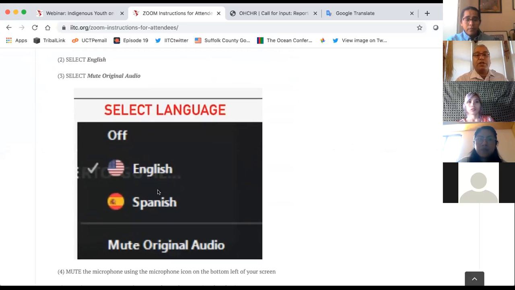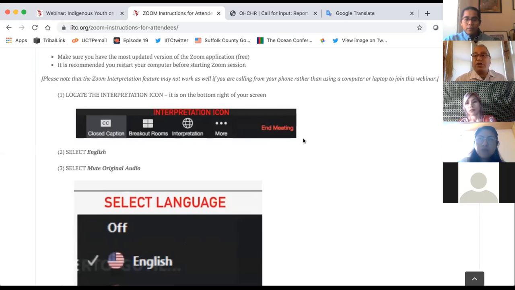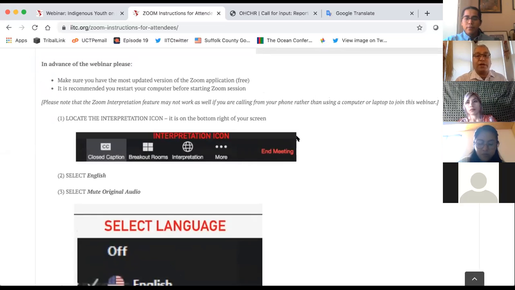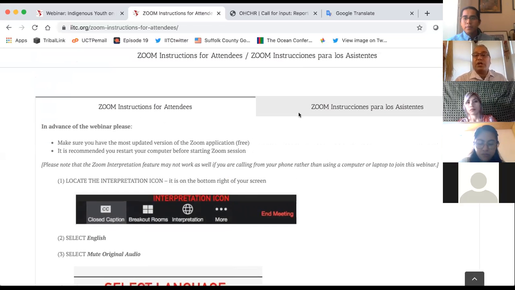So here's the image here: select English, and then you'll need to select mute original audio. That will stop you from hearing both languages at the same time. So English speakers, click English, and then mute original audio. If you do not have that function, you'll need to start up your computer again and get the most recent version of Zoom. Okay, now I'm going to switch very quickly to Spanish for those who need these instructions. So please, just your patience for another couple of minutes.